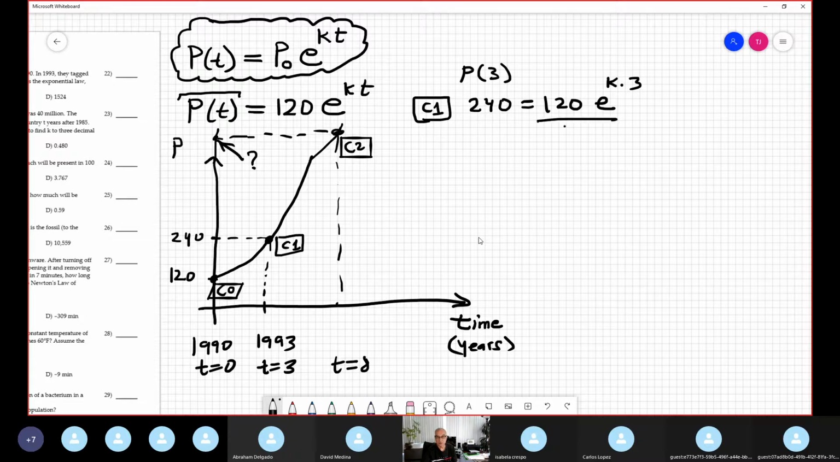So you divide by 120 both sides. It's obviously 2, no? Because 240 divided by 120 is 2, equals e to the 3k. Super. In that moment, I apply the logarithm of both sides. What kind? I prefer natural because the base is e. So logarithm of 2 is equal to logarithm of e to the 3k. Okay, you know very well, when the base of the logarithm and the base of the exponential coincide, they cancel each other, and the answer is 3k. Therefore, k is equal to ln 2 divided by 3.